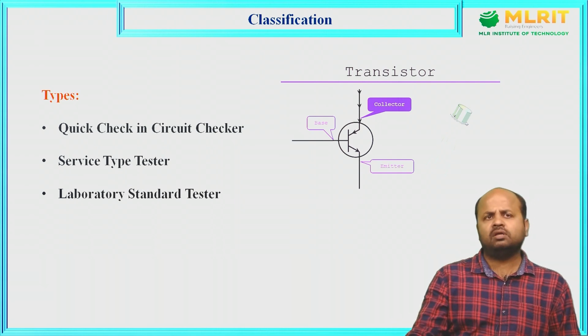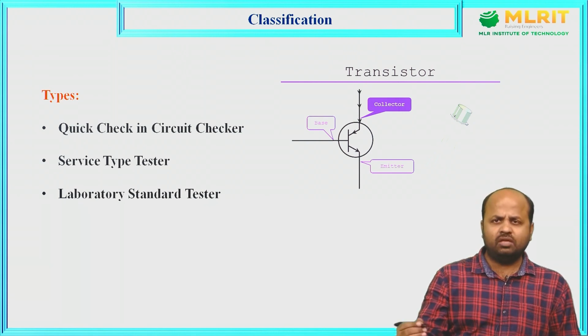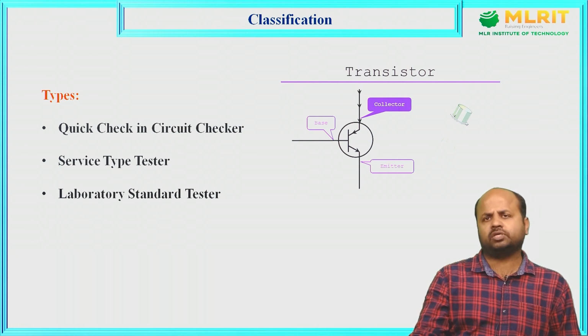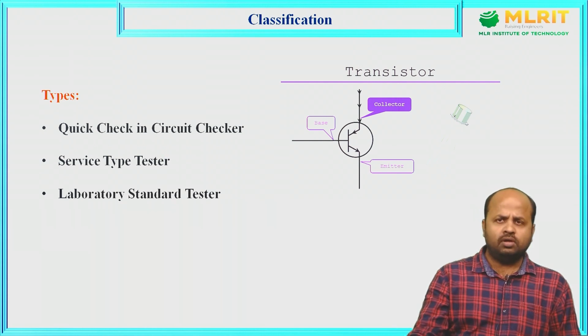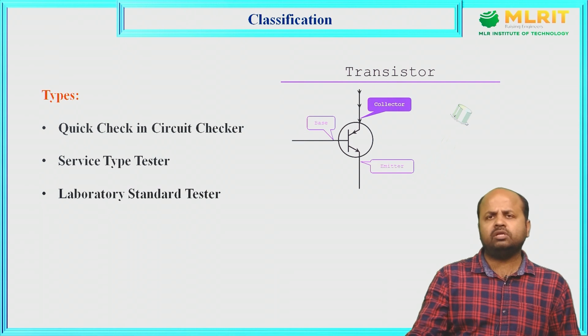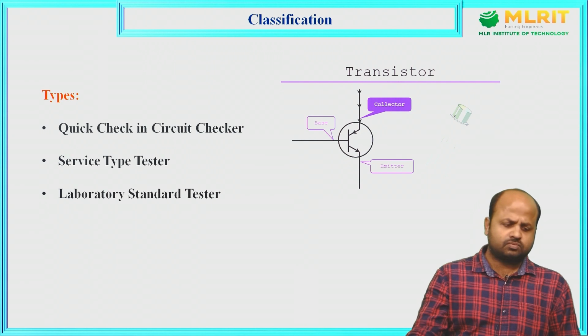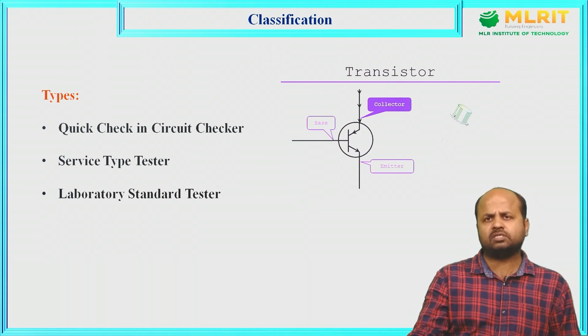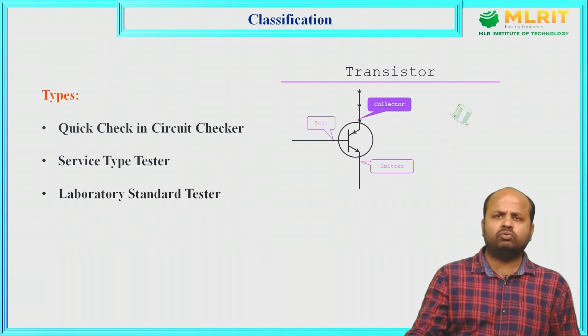The third one is the laboratory standard tester. In the laboratory standard tester, we vary the operating conditions and then we measure the different electrical behavior of transistors. So the lab standard tester is generally used for research and development purposes. So basically there are three types of transistor tester: quick check, service type, and laboratory standard tester. Depending on our need, we have to decide which one we should prefer.